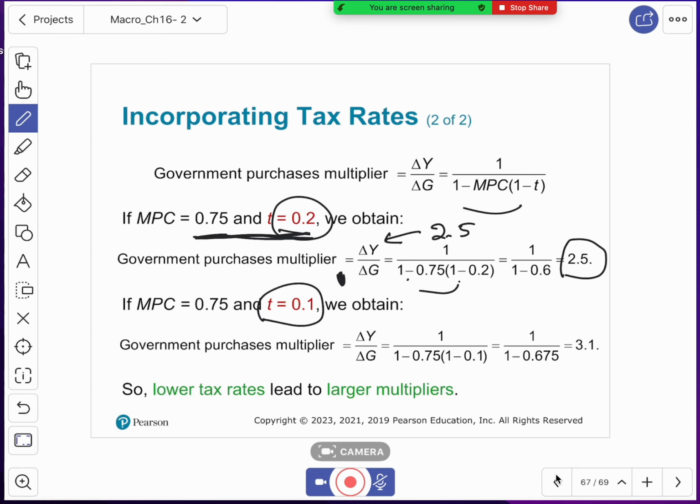And then number two, it makes sense that as tax rate decreases, people are spending more, so the multiplier effect is going to be bigger. So if we plug in 0.1 instead of 0.2, then we are going to see that the multiplier is bigger. Used to be 2.5, now it's 3.1. So for each $1 increase in government spending, output is going to increase about 3 times.